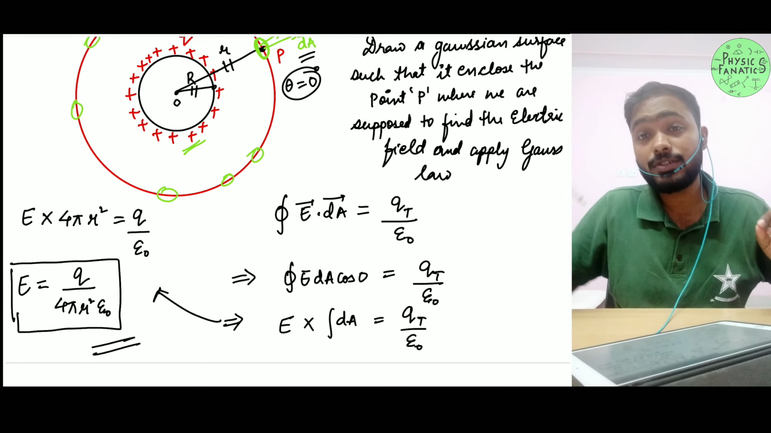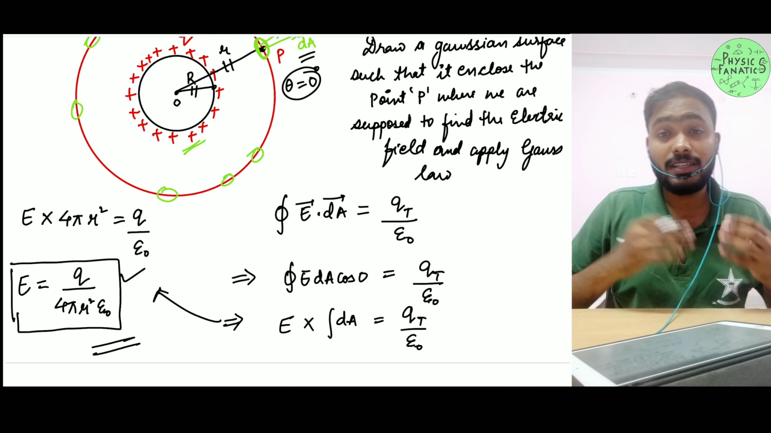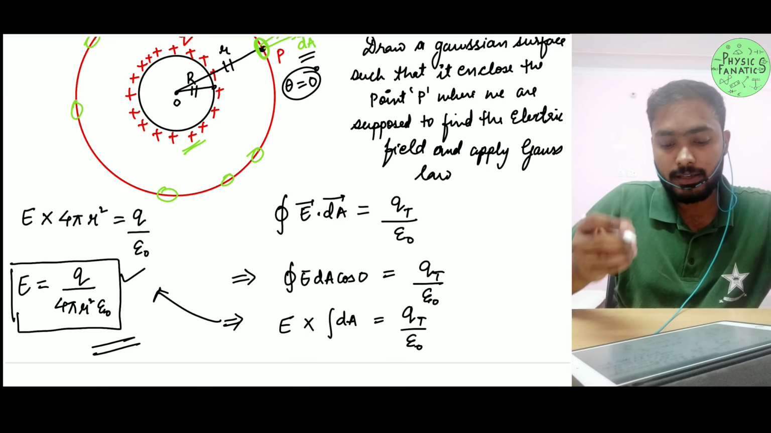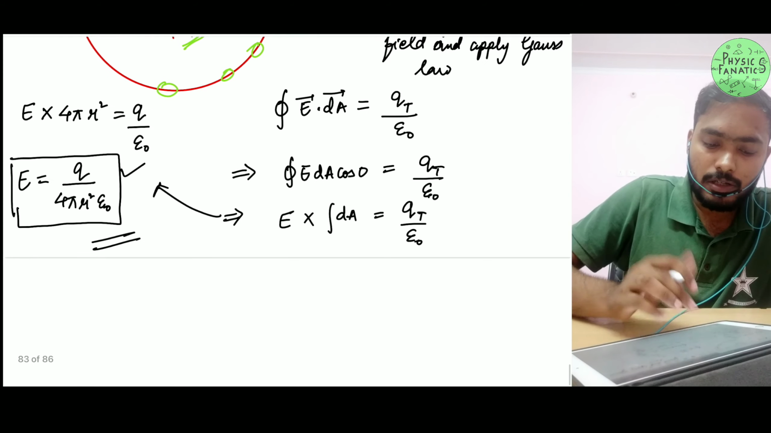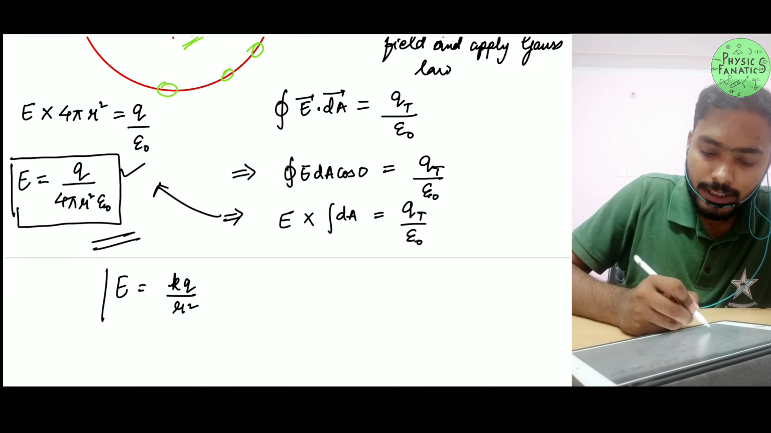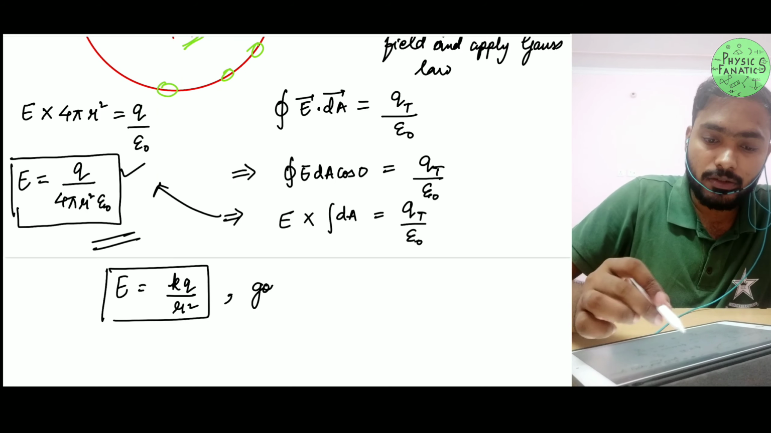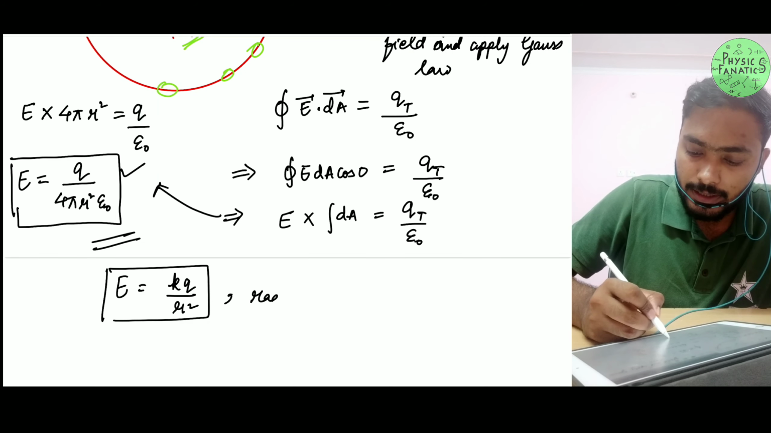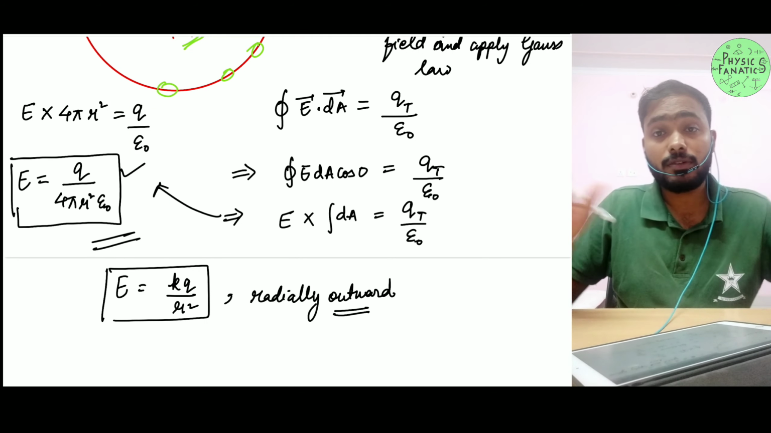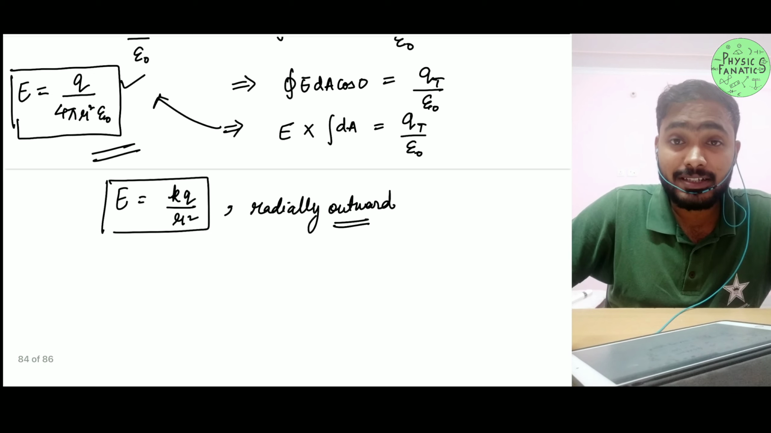So for a point outside the spherical shell, the electric field value comes out to be E equals q upon 4 pi r square epsilon naught. You can also write this as E equals k q upon r square. And obviously the direction is radially outward. I hope that is understandable. Okay, great. That was our first case.